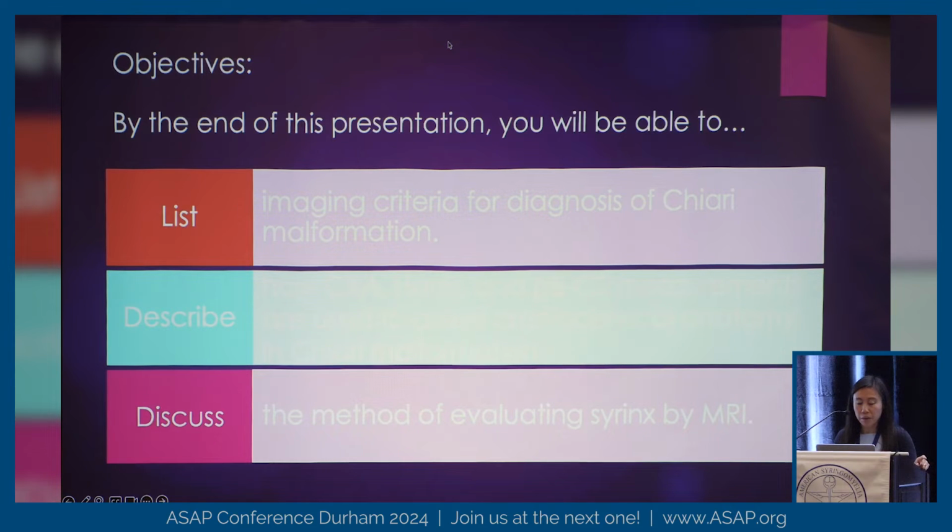2 is describe how CXA, Harris, and PBC2 measurements, I know none of that makes sense right now, sounds like gibberish, you will know a lot more in 20 minutes, are used to assess craniocervical anatomy in Chiari malformation, and discuss the method of evaluating Syrinx by MRI.